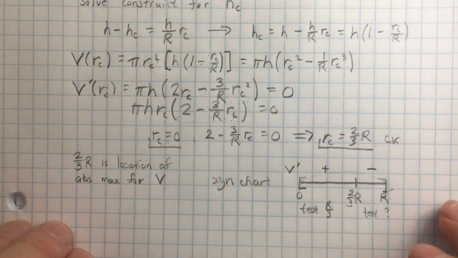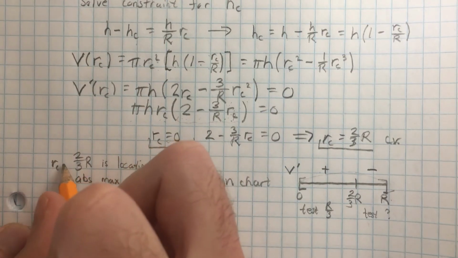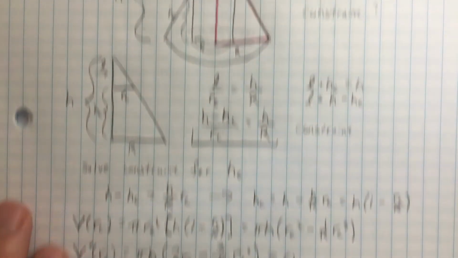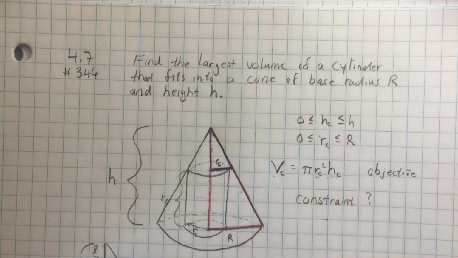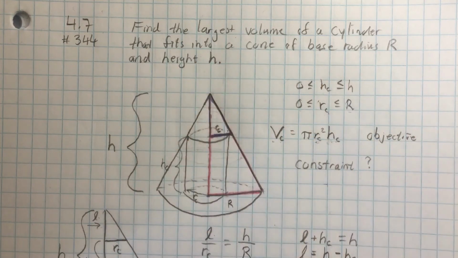So we now know what the dimension of the cylinder radius should be. It should always be 2/3 of whatever the radius of the cone is. As long as the radius of the cylinder is 2/3 the radius of the cone, then for sure the cylinder will be of maximal volume within the cone. But here's the trick of it now. In this one, they did not ask us what the dimensions were. They said find the largest volume.